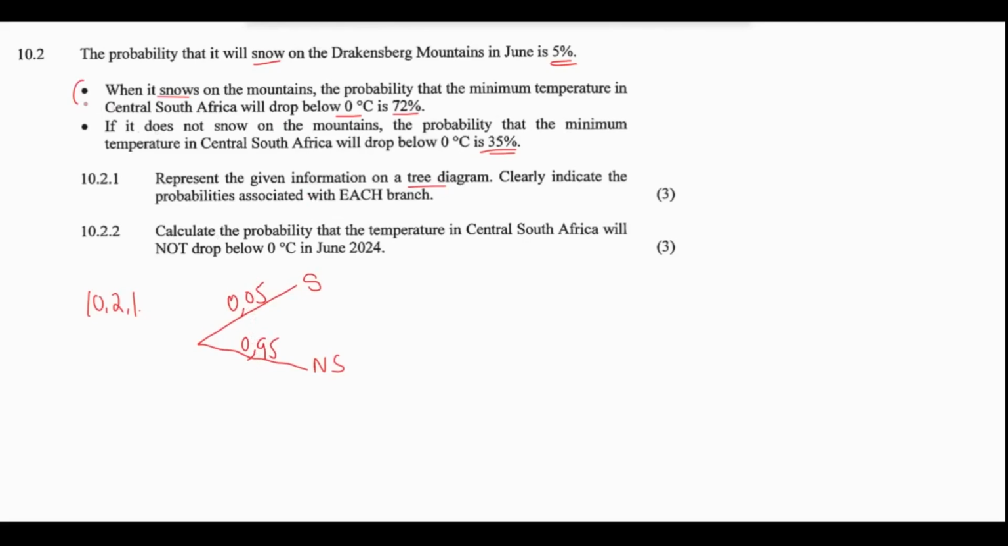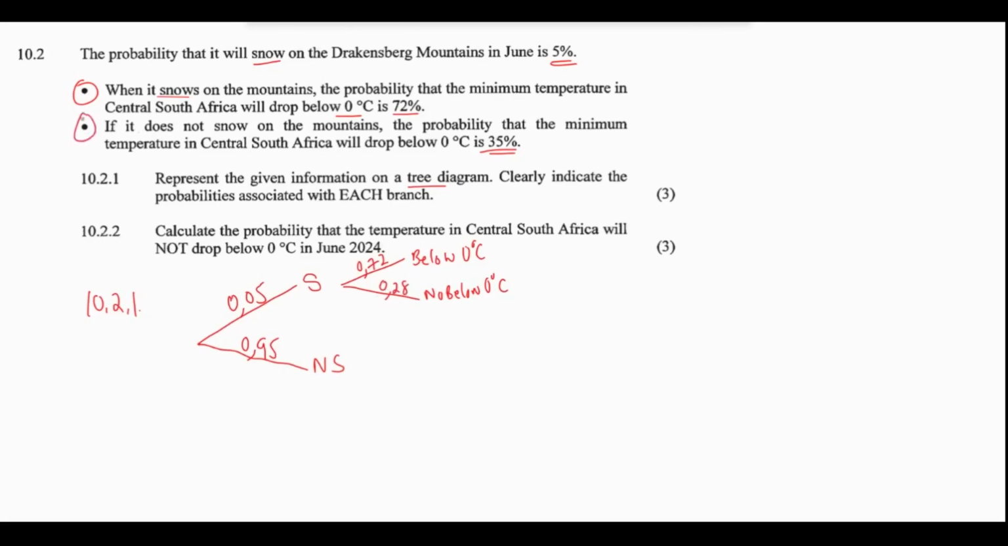And then at this point, if it snows, meaning you're looking at this branch, the probability that the minimum temperature in central South Africa will drop below 0 degrees Celsius is 72%. Let's say just below 0 degrees Celsius, right? That is 72%, so it's 0.72. What about not below 0 degrees Celsius? That would be 1 minus 0.72, you get 0.28, right?